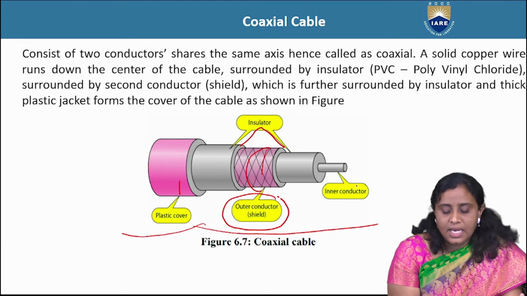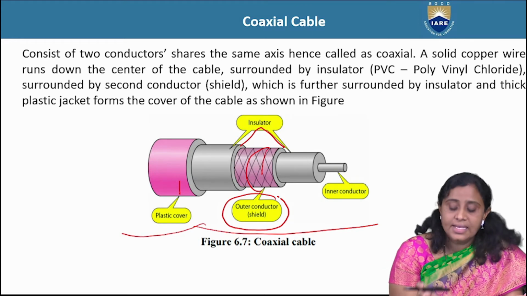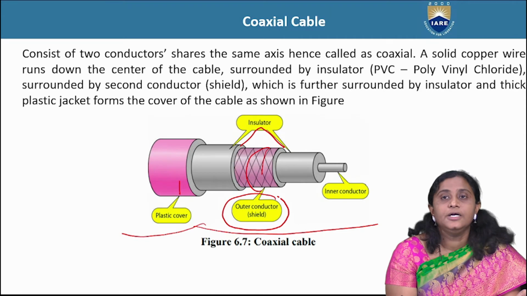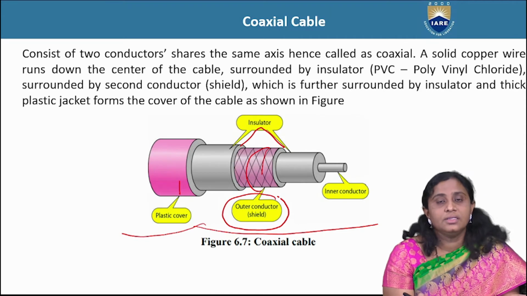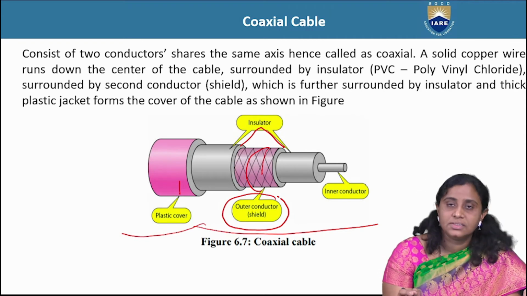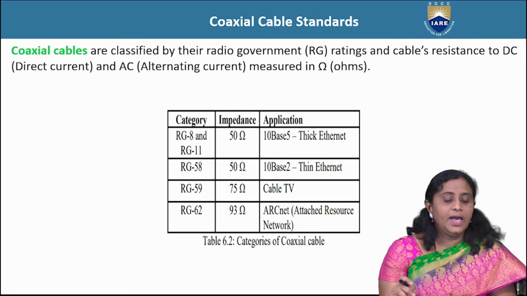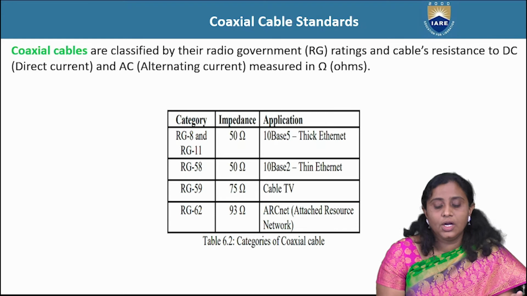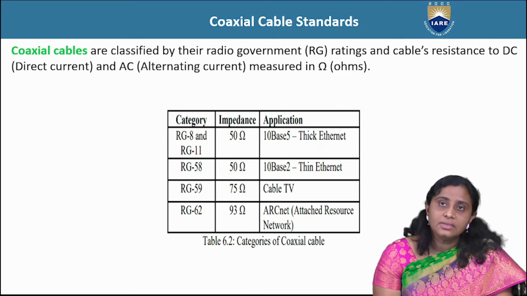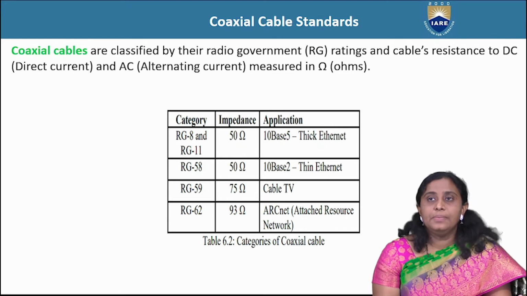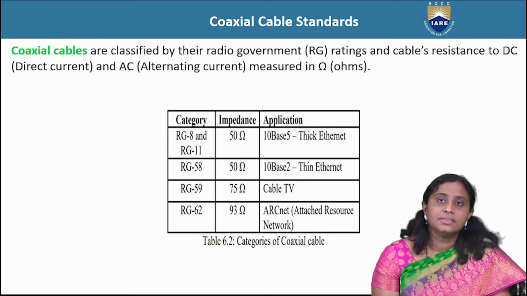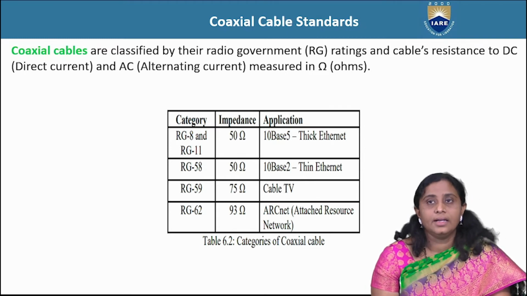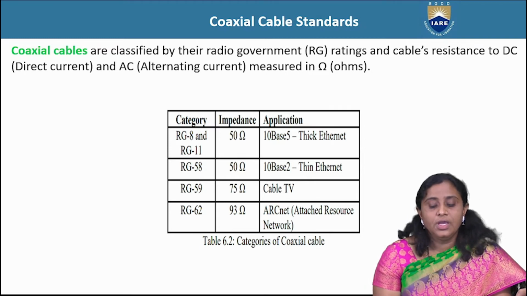So here it will be protected and shielded and encased by means of an inner conductor, insulator, outer conductor, which we can call a shield, and the plastic cover. So if you can define, the coaxial cables are classified according to their radio government ratings, like the twisted pair cables, and the cable's resistance to DC, direct current, and AC, alternating current, measured in ohms.